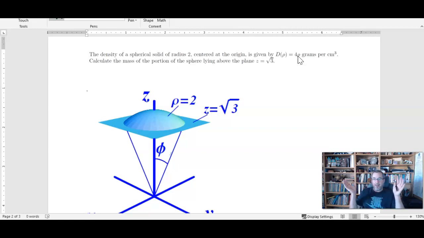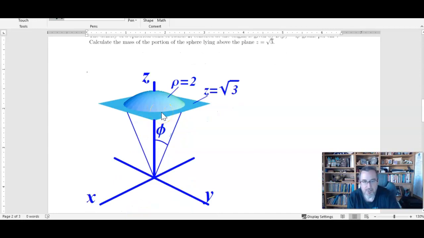But it gets even better. We're going to calculate the mass of the portion of the sphere lying above the plane. So now imagine the sphere. We're essentially going to chop off the top of the sphere. We're only going to consider this top cap of the sphere, where the flat plane z equals the square root of 3 is slicing off the top of this spherical solid, and we're only going to think about the mass of that part of the sphere.